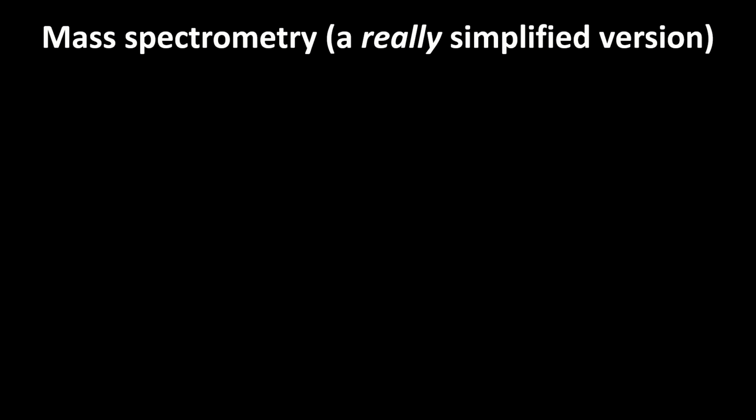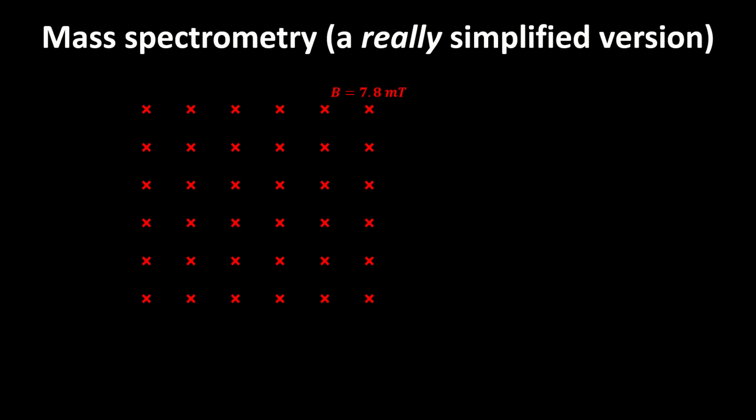So this is going to be a really simplified version. There are lots more complicated things in mass spectrometry, but essentially we take a magnetic field. I'm going to put some numbers on this. Okay, a 7.8 millitesla magnetic field, and let's say we were to fire a carbon nucleus.